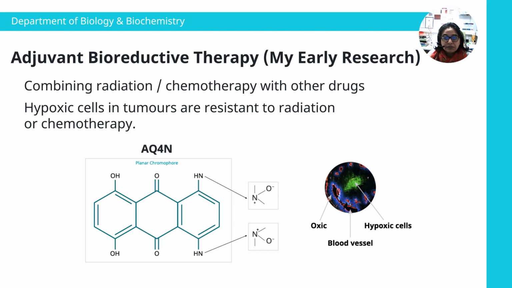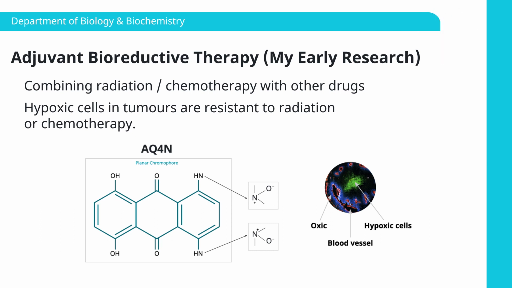So what happens is when you give radiation or chemotherapy, you're essentially killing off the oxic cells and leaving the hypoxic cells alone because they're resistant to this. It doesn't touch them. And so when you finish radiation or chemotherapy, these hypoxic cells stay alive and they start to divide and you get relapse.